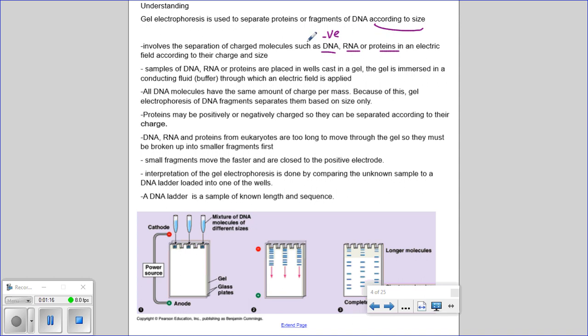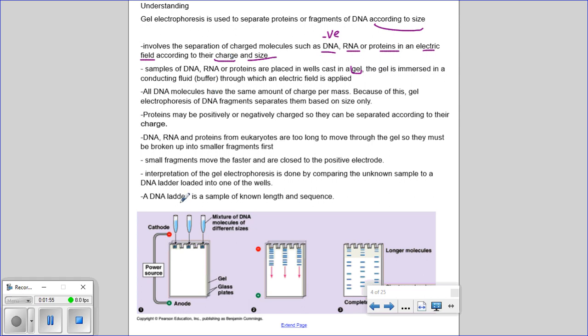This charge is important because these molecules will be subjected to an electric field. So a current will be applied, and that charge will cause them to migrate and separate according to size. Samples of DNA, RNA, or proteins are placed into a material called a gel, which is basically a material that has a lot of pores in it.